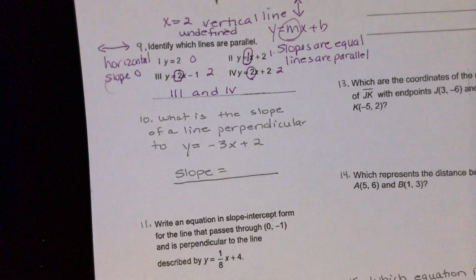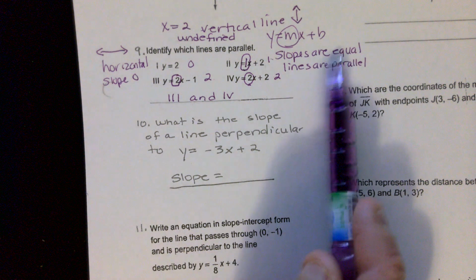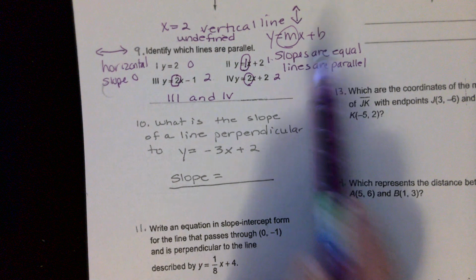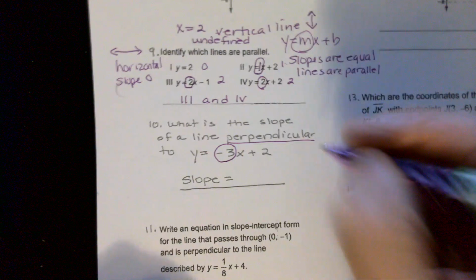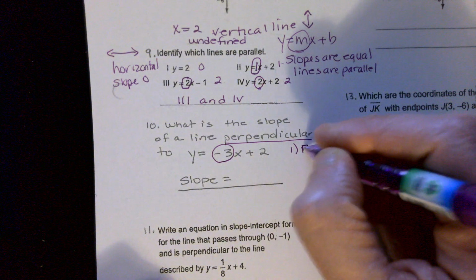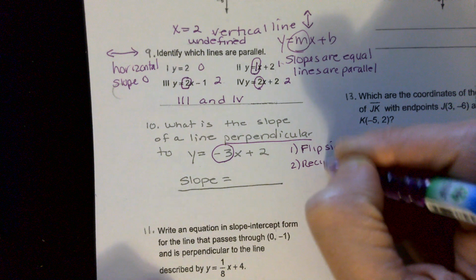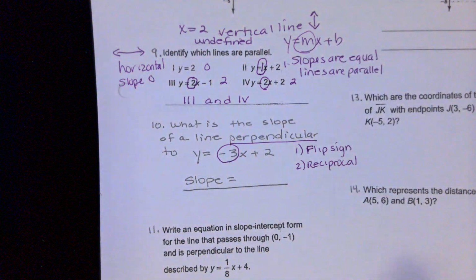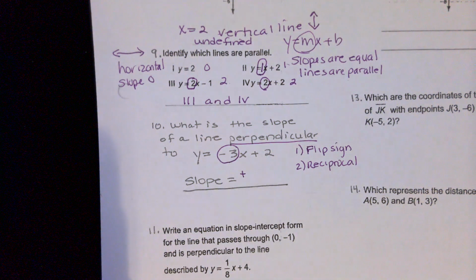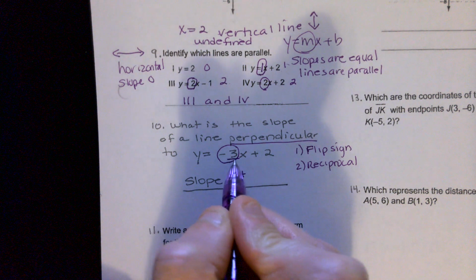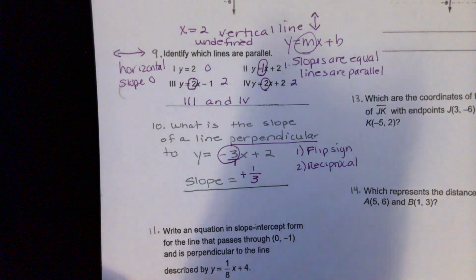What is the slope of a line perpendicular to this? Okay, so up here we talked about how slopes that are parallel are equal. Well, when it's perpendicular, you find that slope, and remember you do 2 things. You flip the sign and do the reciprocal. So I'm going to take that negative 3 and I'm going to flip the sign and make it a positive. And now I'm going to do the reciprocal. Well, 3 is the same as 3 over 1, right? Same thing. Now do the reciprocal. 1 over 3.